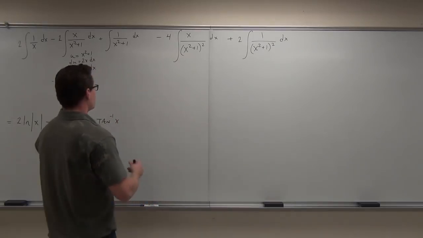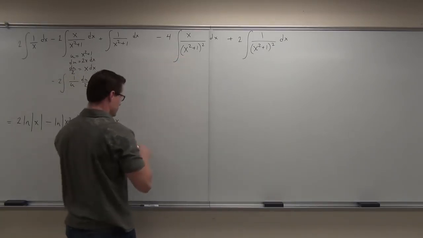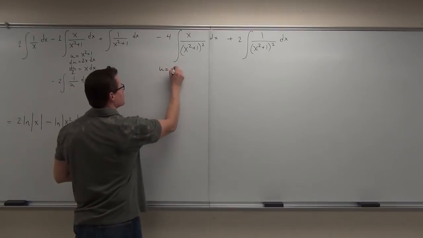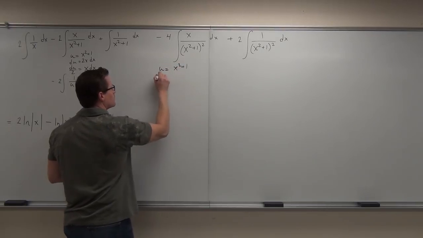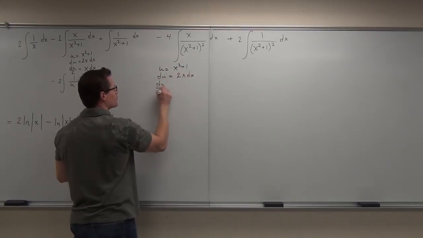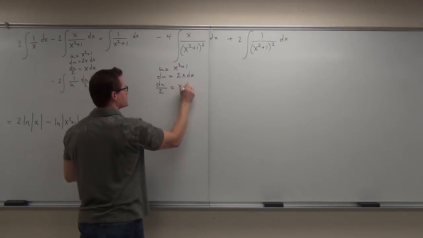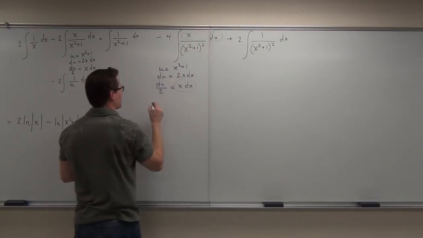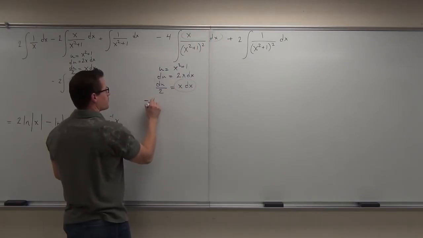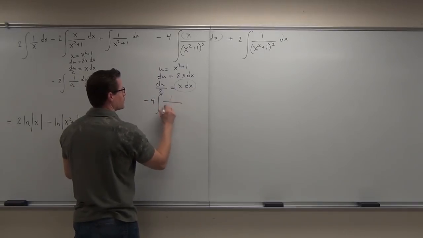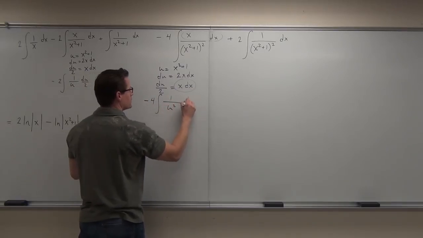Okay. Next one. What would you do here? Same exact thing. It'd be a u sub. So u would equal x squared plus 1. Du would equal 2x dx. Du over 2 equals x dx. Here's our x dx right here. So this would be our negative 4. We'd have an integral. We'd have 1 over u squared du over 2.